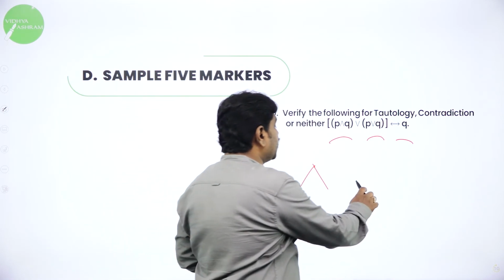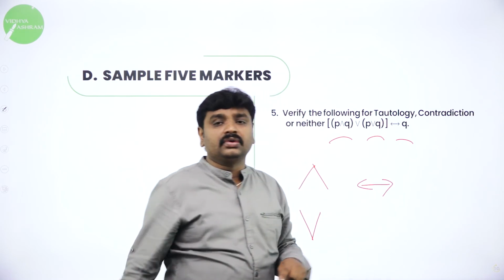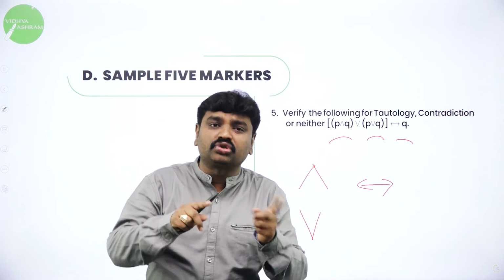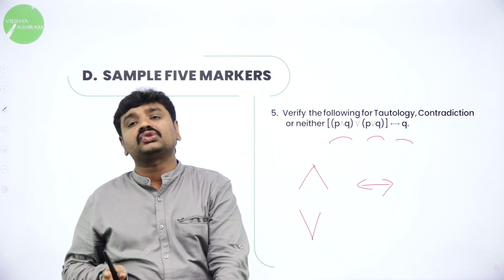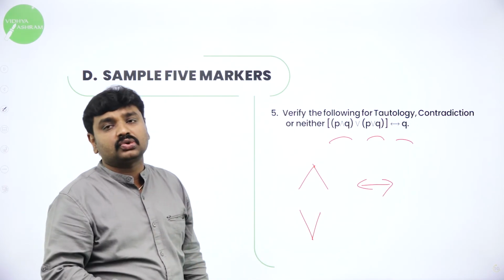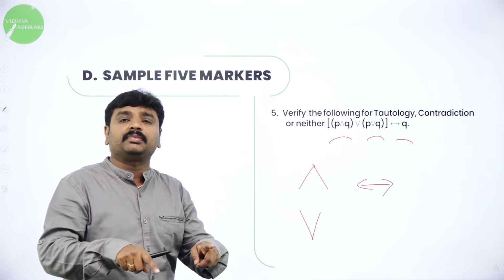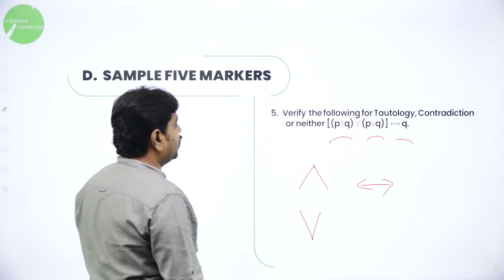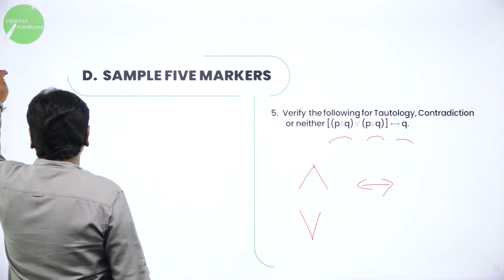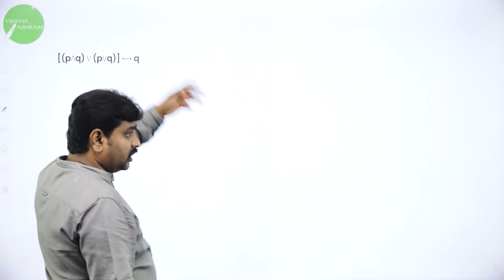What is the logic of biconditional? It is in the name: bi means both should be the same. If both are the same, the result is true. False bi-implies false is also true. True bi-implies true is also true. But if both are different, the result will be false. Now we construct the truth table for this, and if you get all true, then it is a tautology. If you get all false, then it is a contradiction. If you get a combination, it is neither.